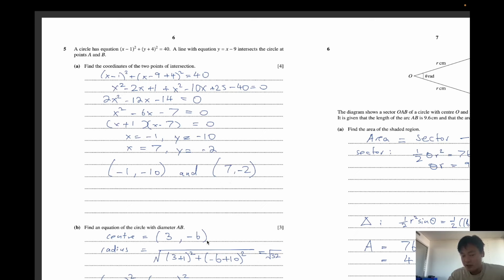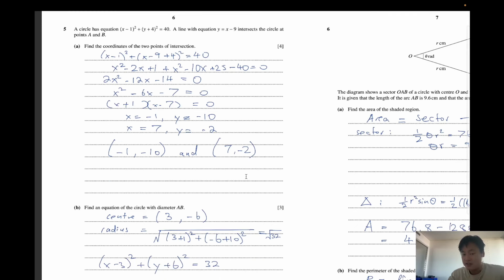So 3, -6, how do we find that? It's just the midpoint between -1 plus 7 divided by 2, -10 plus -2 divided by 2. This is just basics on how to find the midpoint between 2 points. This is A, this is B.